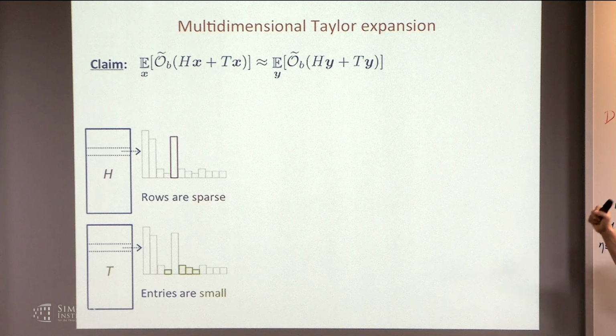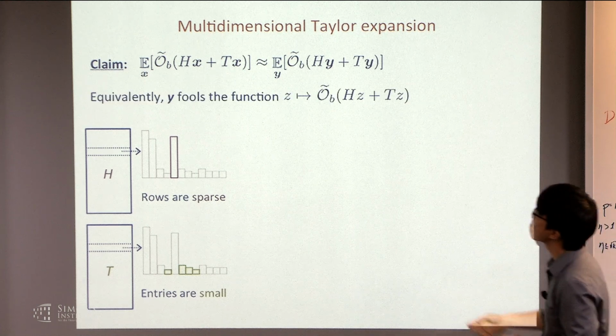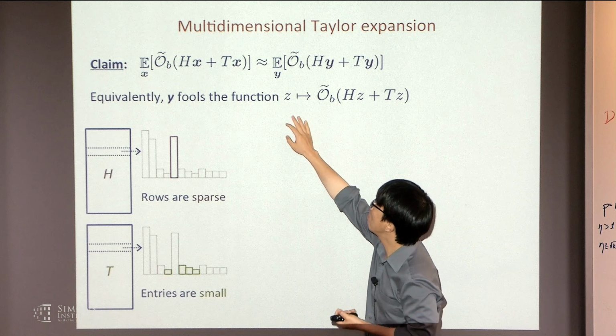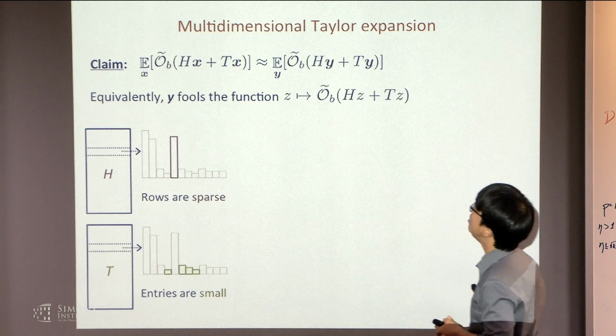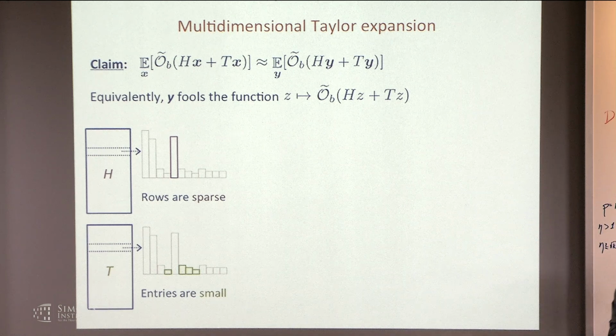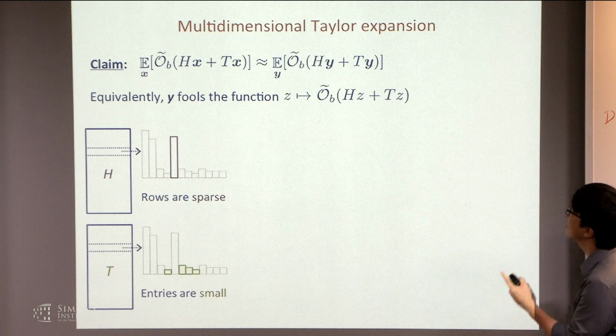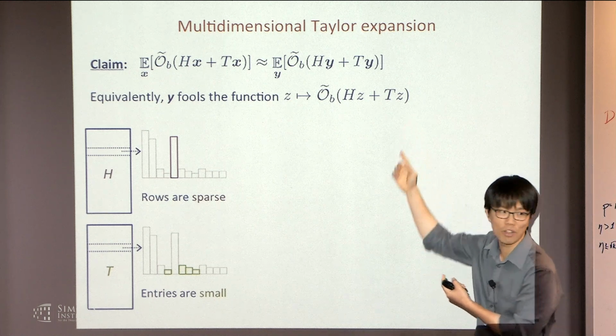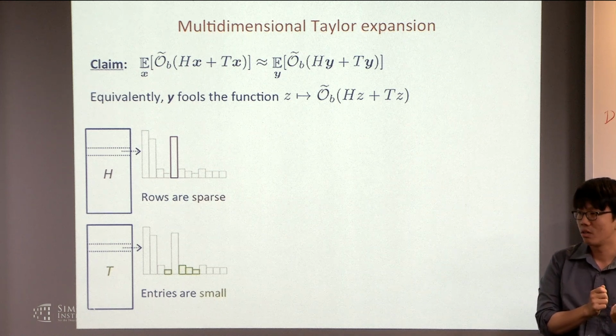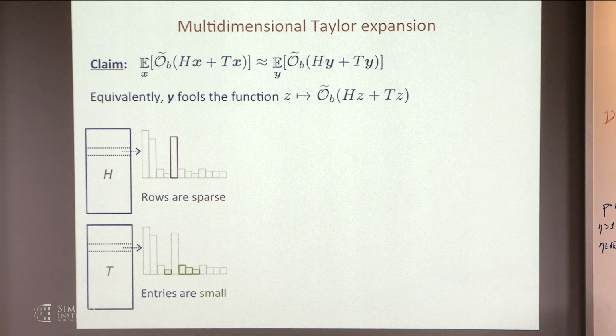So you're looking at the sum of H plus T, where every row of H is sparse, and T is such that every row is very well spread out. And your goal is to show that this function that maps an input z to O tilde of Hz plus Tz can be fooled. So Tz, the entries are small. So you're looking at the sum of a big thing plus a small thing, which sort of suggests using a Taylor expansion to bound the error.